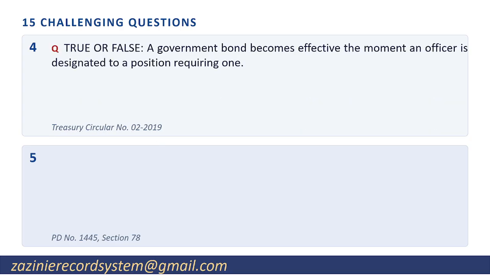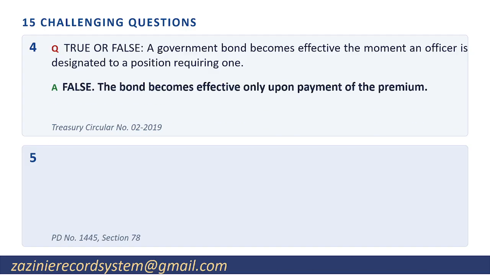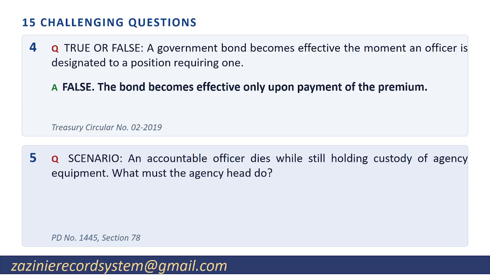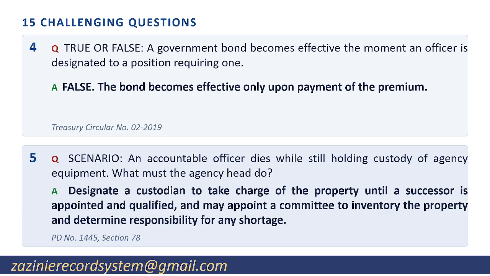15 challenging questions. Number 4. Q. True or false? A government bond becomes effective the moment an officer is designated to a position requiring one. False. The bond becomes effective only upon payment of the premium. Number 5. Q. Scenario. An accountable officer dies while still holding custody of agency equipment. What must the agency head do? Designate a custodian to take charge of the property until a successor is appointed and qualified, and may appoint a committee to inventory the property and determine responsibility for any shortage. Next slide.